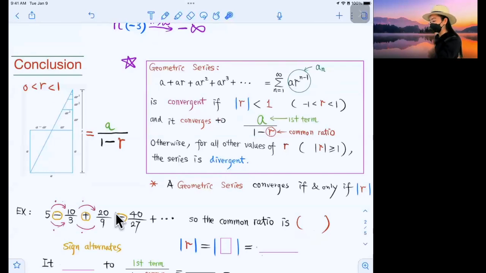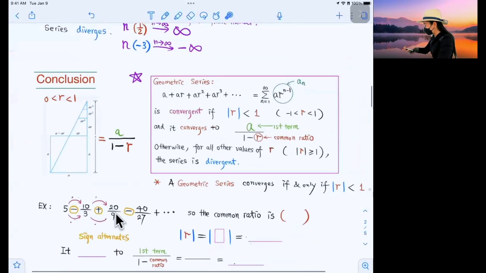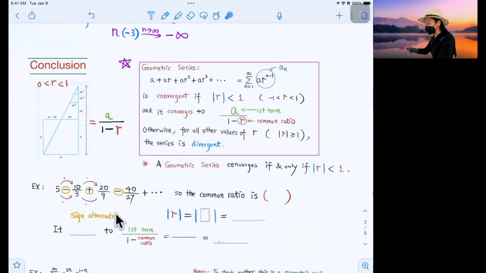How about we do some examples? So in short, this just says that a geometric series converges if and only if the absolute value of the common ratio is less than 1.